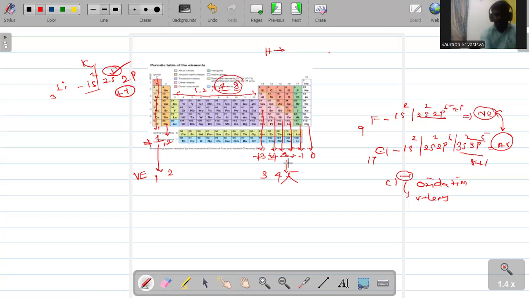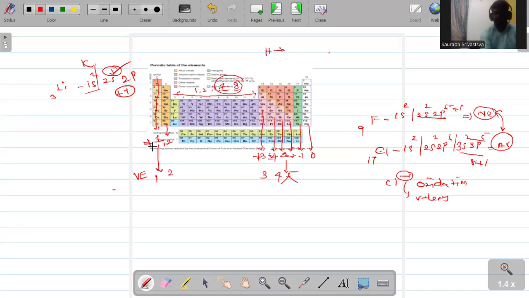So that's the reason we say this is a zero group element, and it won't combine with any other element or any other atom. Okay, do you understand this? Yes, sir. Okay. The 17th group is highly active because it needs only 1 electron. When it gains 1 electron, it becomes more stable. So that's the reason the 17th group is highly reactive.